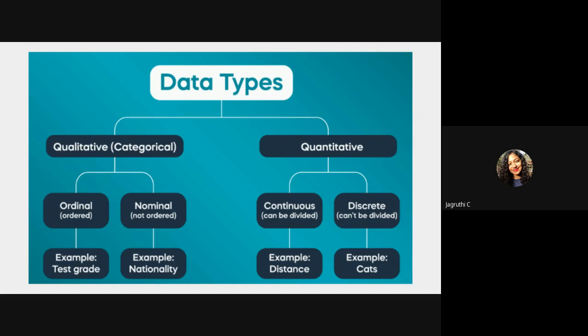Now coming to nominal data, nominal data is again something which cannot be measured. It cannot be ordered. Your ordinal data can be ordered, your nominal data cannot be ordered.